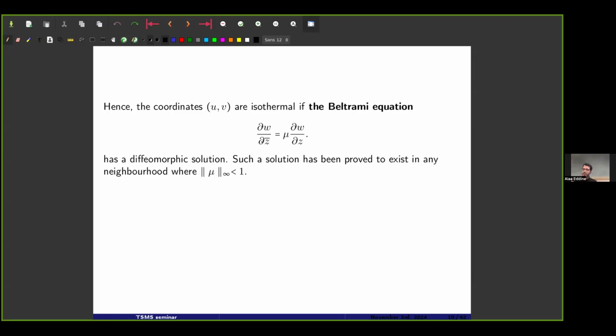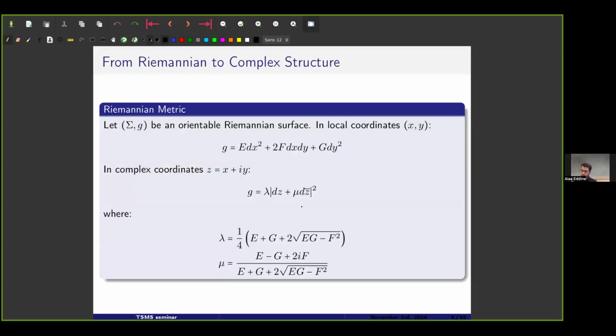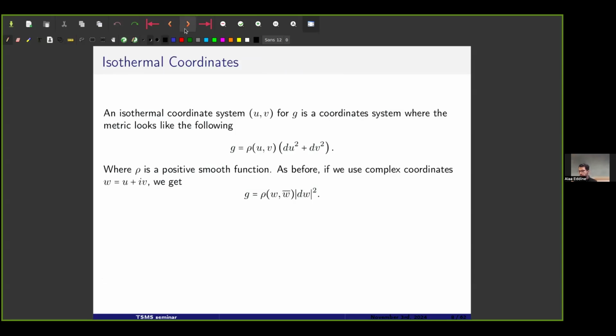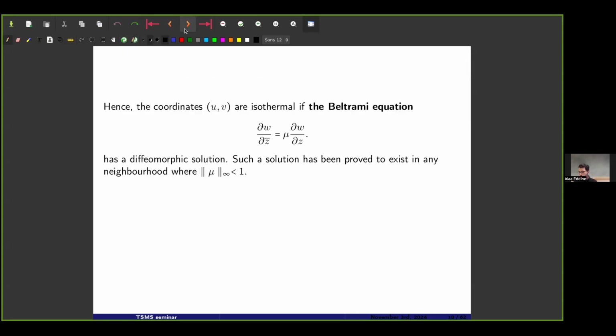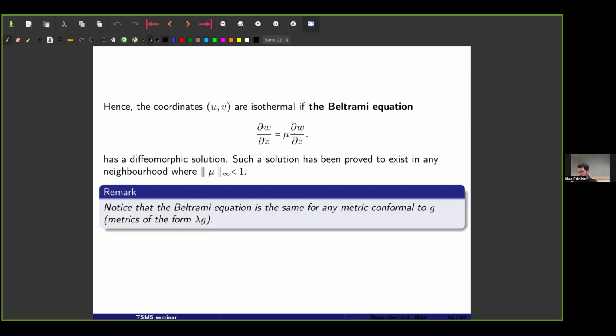It gives a complex structure, and we notice that the Beltrami equation depends only on the mu factor. So if we go back to our metric, the factor lambda does not play any role. And this means that if I multiply the metric by any positive function, I will get the same isothermal coordinates, and hence I will get the same complex structure. So the complex structure coming from a Riemannian metric depends only on the conformal class of the metric. So it depends on the metric up to some positive factor.